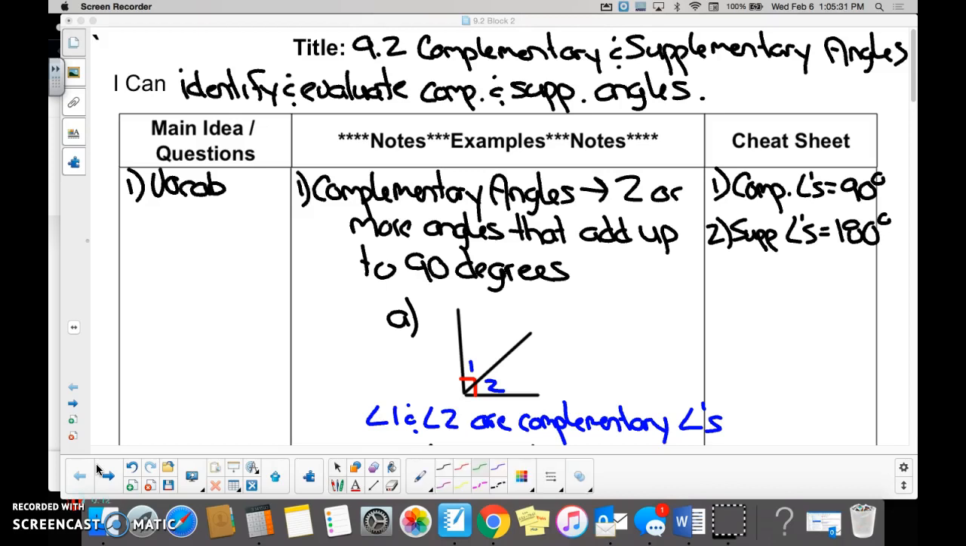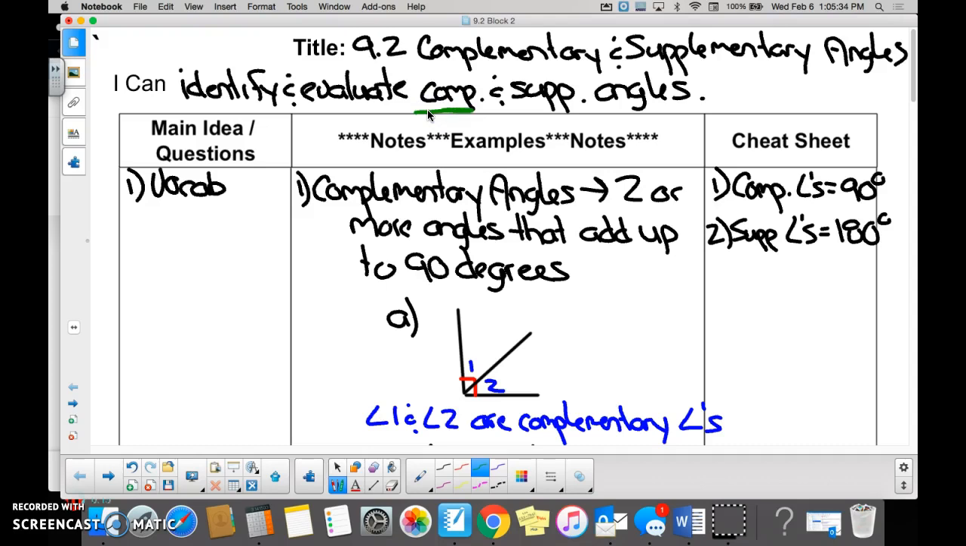Just to be sure that you understand, this is my abbreviation for complementary, comp, and this is my abbreviation for supplementary, sup, right?